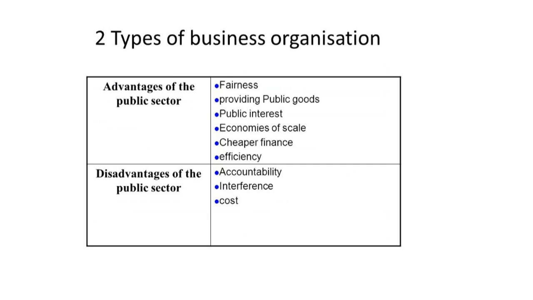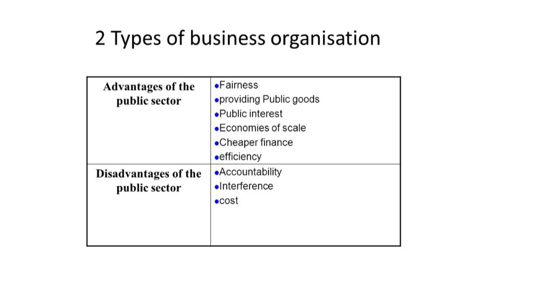Advantages. A. Fairness. The public sector can ensure that everyone has access to health services. B. Filling the gaps left by the private sector. This can be done by providing public goods, such as street lighting. C. Public interest. Governments once believed the public interest was best served if the state ran certain services. D. Economies of scale. Costs can be spread if everything is centralized.